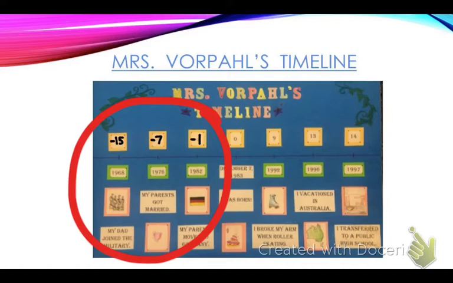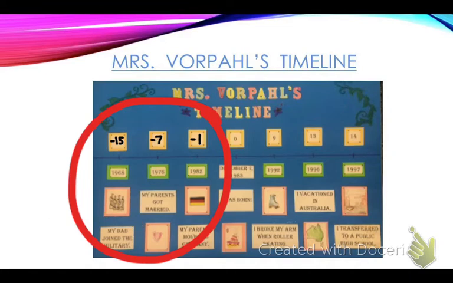So you can see first off, -15. 15 years before my birthday, my dad joined the military. Then you can also see I've put in here what year that happened. It happened in the year 1968. The next event that I have, it's -7. That means 7 years before my birthday. In the year of 1976, my parents got married. Then I drew a little picture, a heart, saying they have great love.